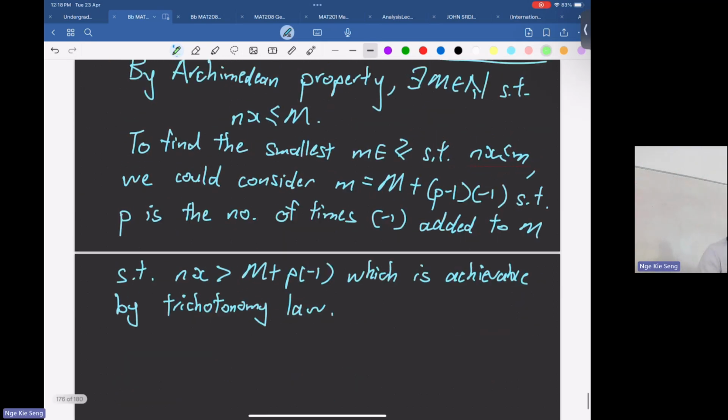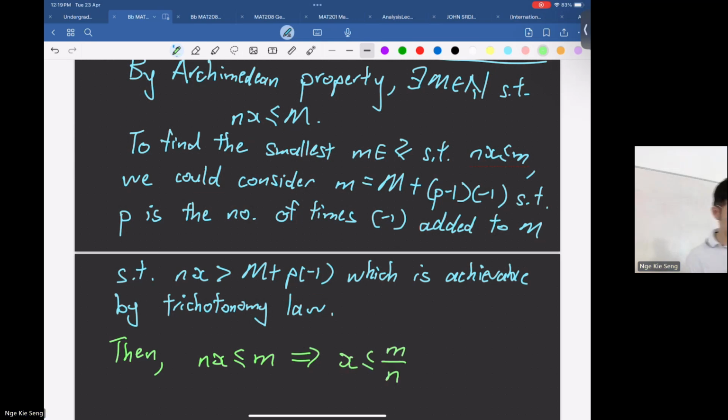So what do we get here? Then we will get nx is less than or equal to m. But what we want to get is x less than or equal to m over n. So we can just use the consequence of the order axiom to get x less than or equal to m over n.